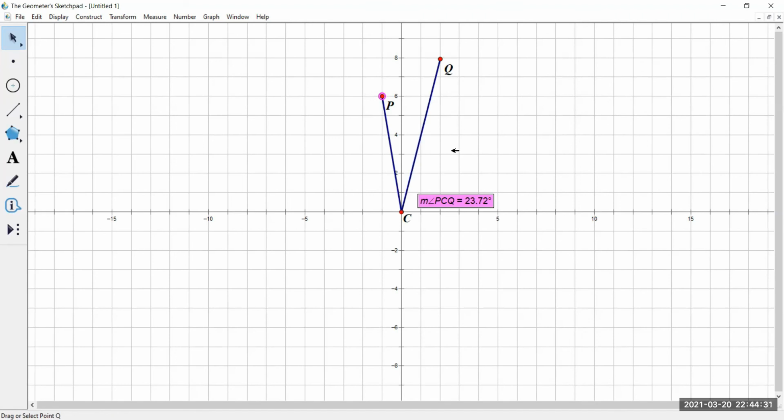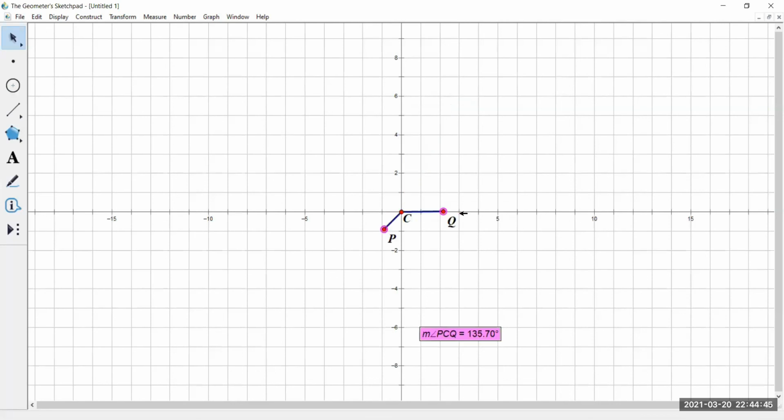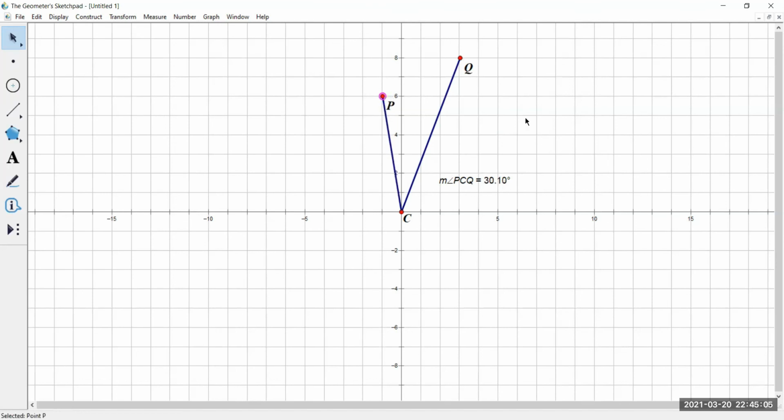Ah, I see what the problem is. The problem is we didn't label this. Minus 1, 6 is right here, but this is not where OQ should be. Q is the point 3, 8. That is where OQ should be. And then OP shouldn't be right here. OP is minus 1, 6, which is right here. There it is. Now we get it right.